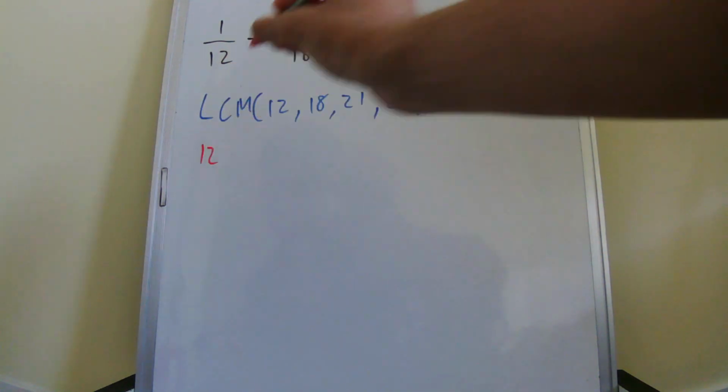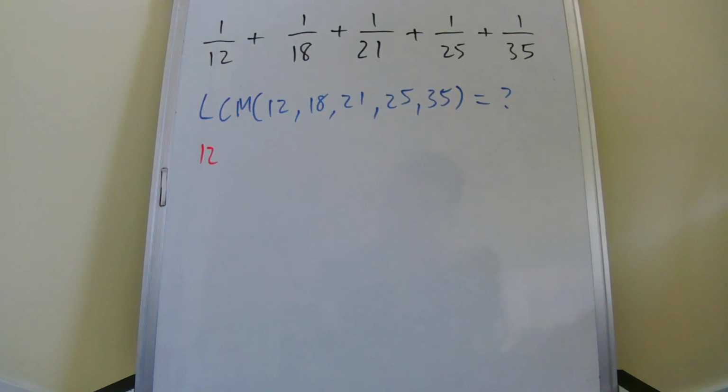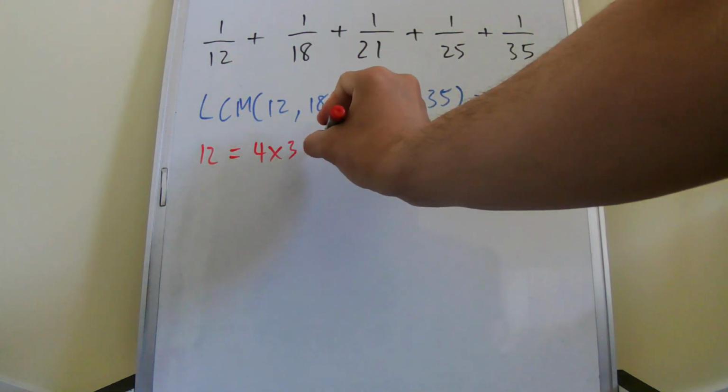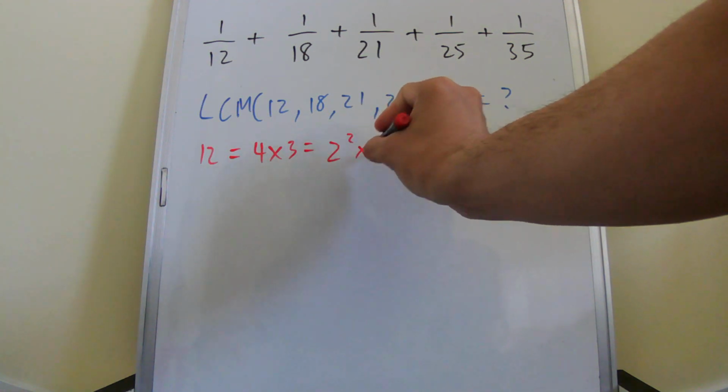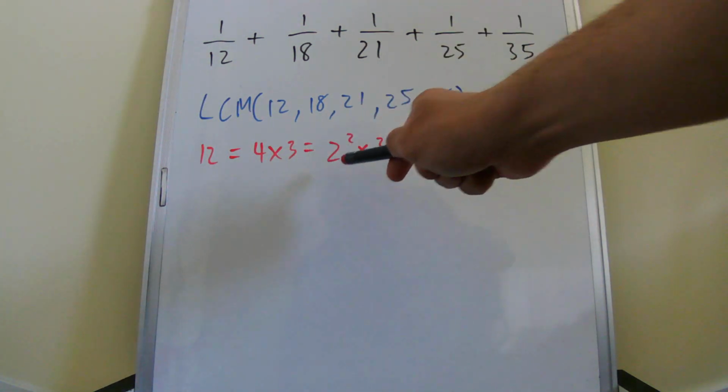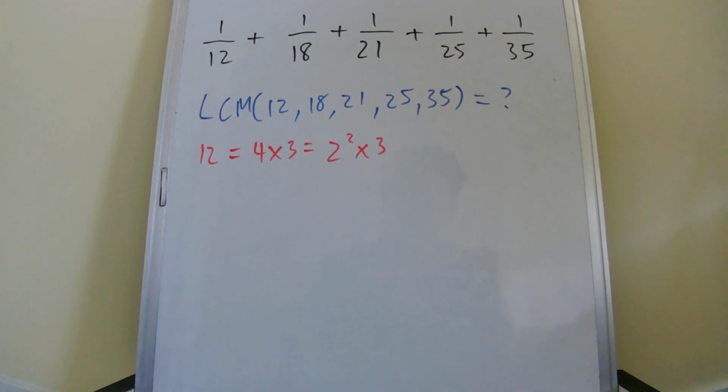Let's prime factorize 12. So 12 is 3 times 4. You can write that as 4 times 3, and that's going to be the same as 2 squared times 3. Notice what I did here is we made the 4 2 squared because 4 is not a prime number, but 2 is. So we're trying to find the prime factorization where we have a product of prime powers.